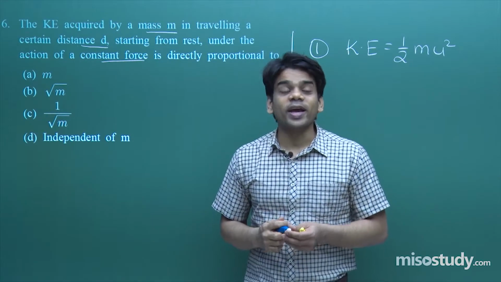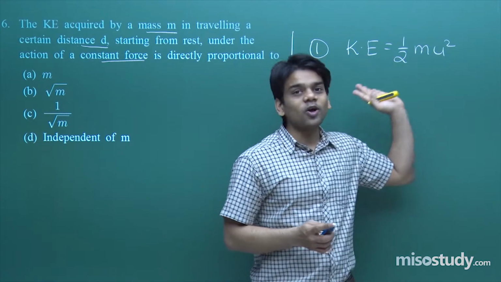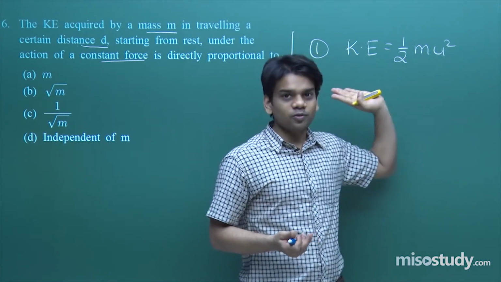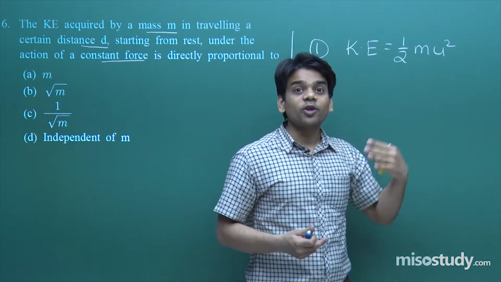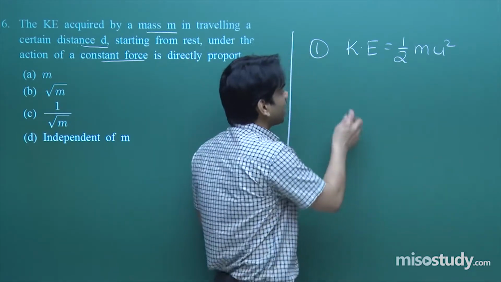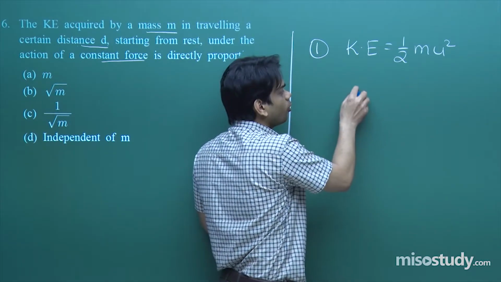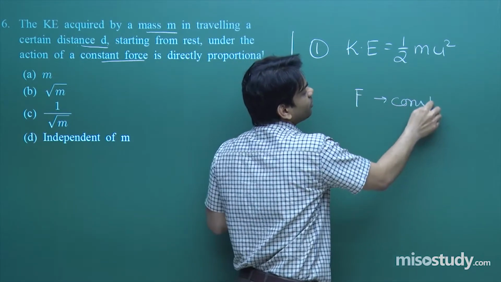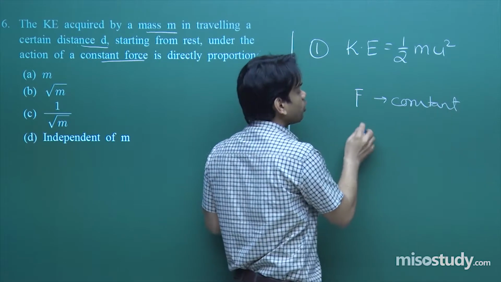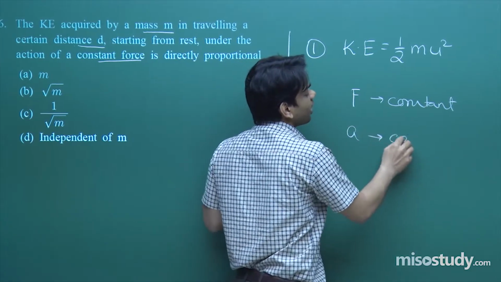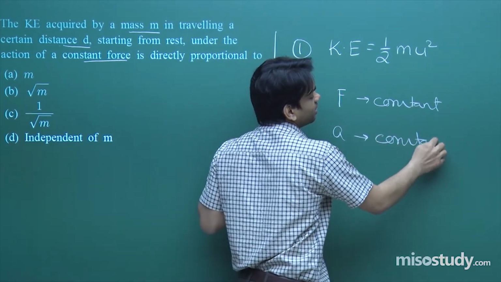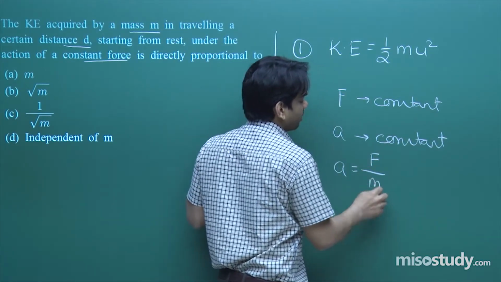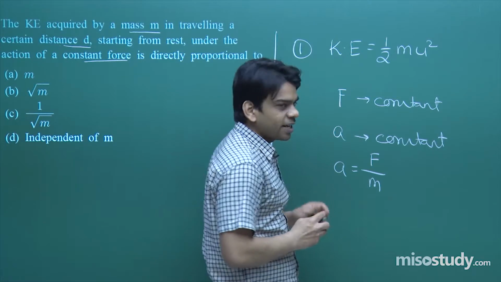Now if we go ahead, this formula will not be directly applicable because we have a variable, that is velocity. The velocity that will be acquired after some time, if there is a constant force, so force is constant, that means acceleration will be constant, and the value of acceleration will turn out to be a equals F by m. First thing we can write down.